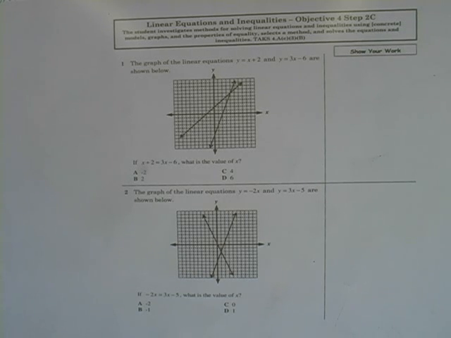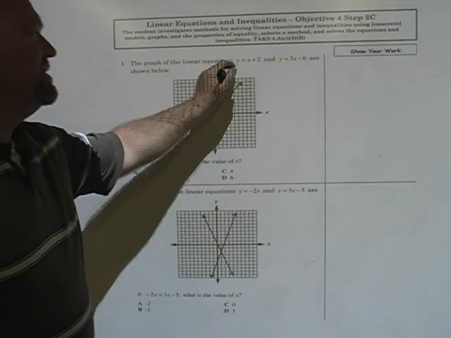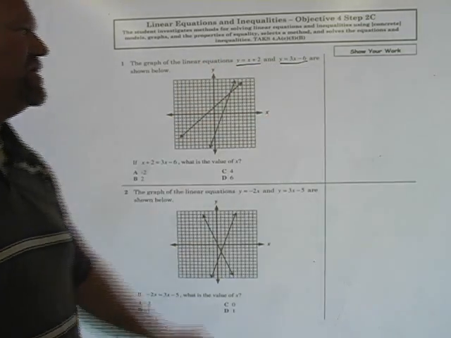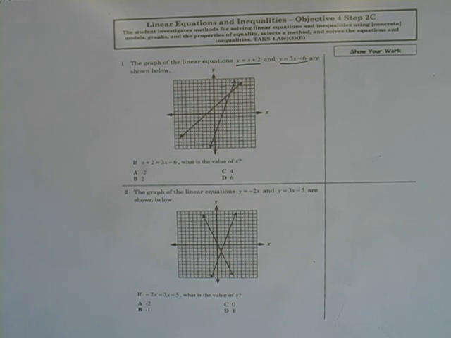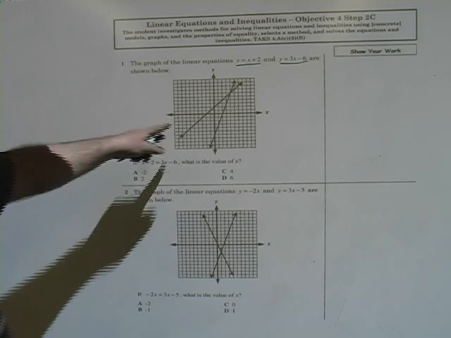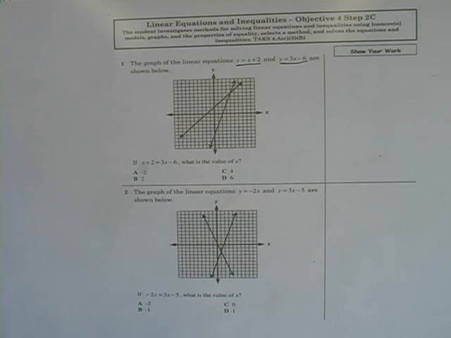It says the graph of the linear equations y equals x plus 2 and y equals 3x minus 6 are shown below. Now, you should recognize these as linear equations, both of them. You can plug both of those into your calculator and graph them. You're going to get a graph that looks like this. They're giving you the graph here.